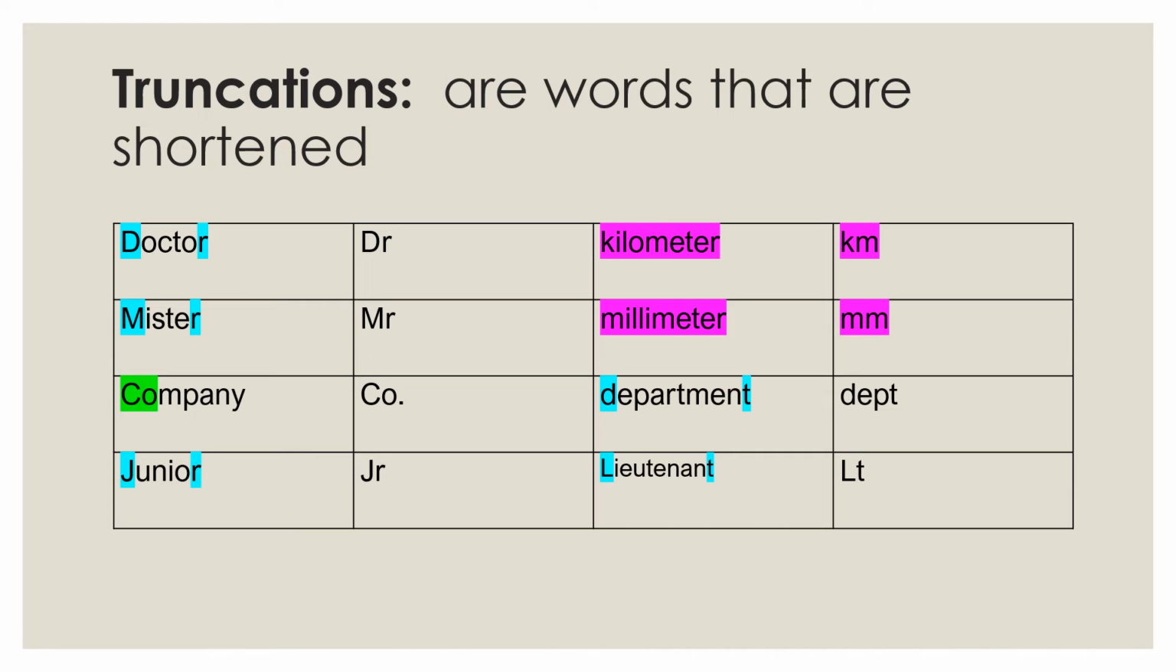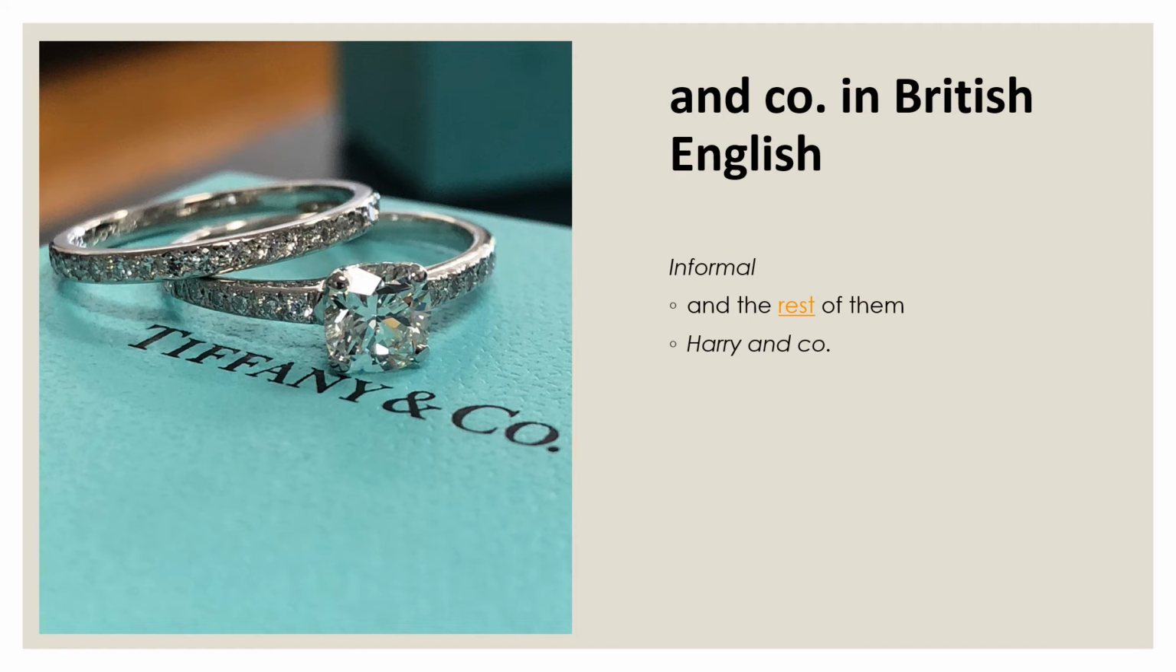Let's look how you will see that in real life. Often a business will be called Tiffany and Co, for example. When we add an and co to the end of our business, we're basically saying the rest of them, the people that are associated with the Tiffany company. So you could use it in a sentence like Harry and Co. went to the park. Harry and company went to the park. It means and the rest of them. All the friends of Harry.